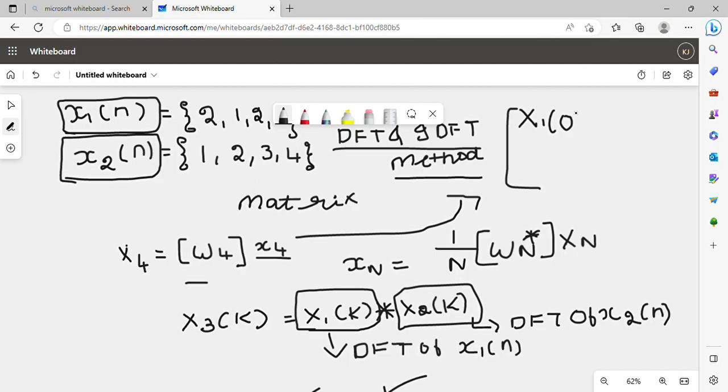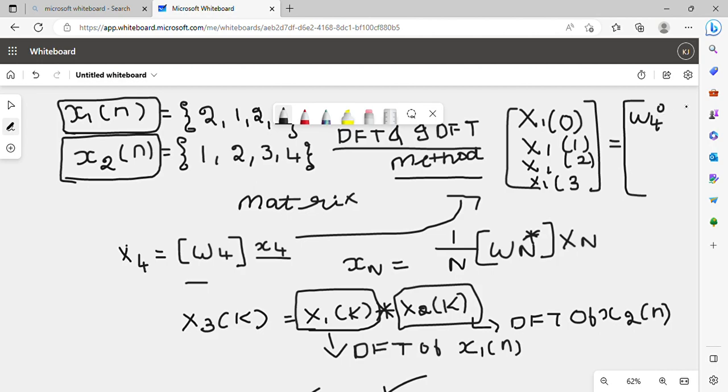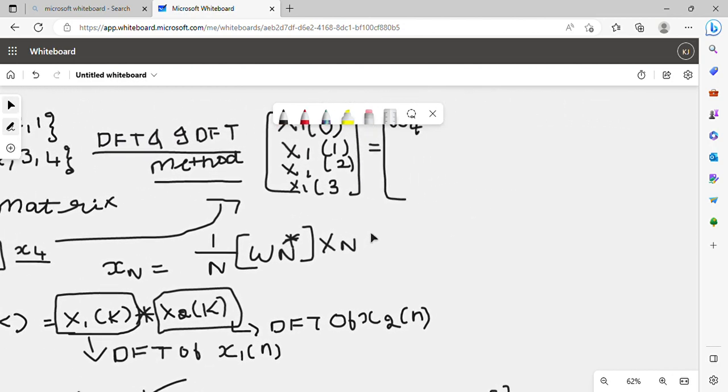This is x1, just a minute, I'll just check it. x1 of 0, x1 of 1, x1 of 2, and x1 of 3, right? Which is equal to your omega 4 matrix, that is omega to the power of 4 into 0, on all the four sides. That one I am going to write now, just a minute students.